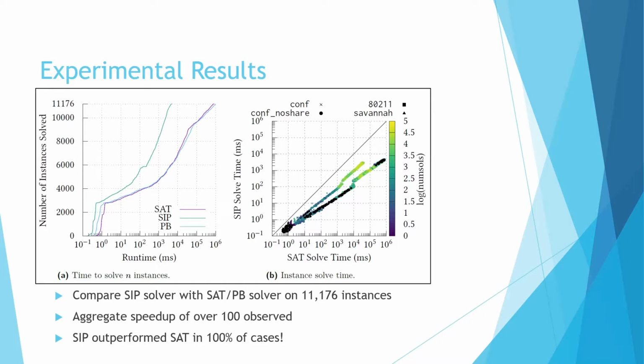So in this case, we found that via aggregate speedup, we actually get a performance increase of over 100, which we're very proud of. And not only that, but in every single test case, we found that SIP outperformed SAT reliably. So we feel like this is a straight upgrade to earlier ways of dealing with this problem.